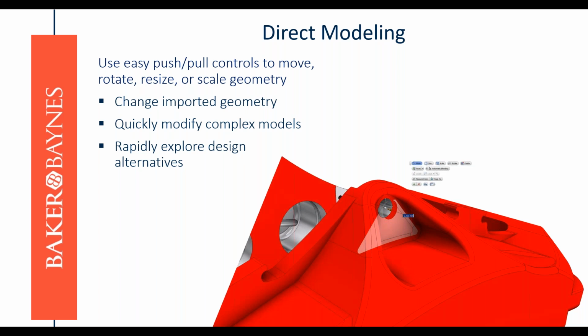In the ribbon in Inventor, there's a command called Direct. As you click on the Direct command and you click on the area that you want to edit, you can drag or extrude that area to modify it, and that's a very quick way. So you can change imported geometry, quickly modify complex models, and rapidly explore design alternatives.